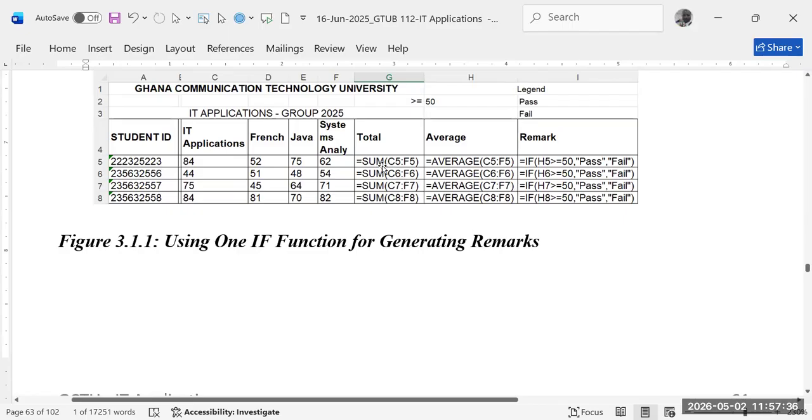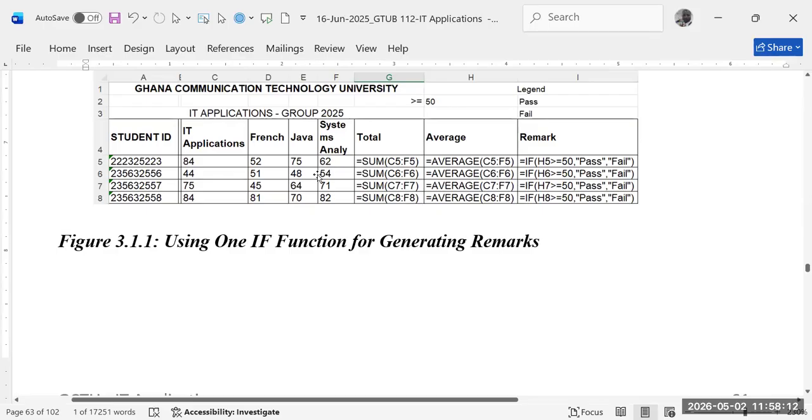Then here, the command is sum. To add all this together, you can just use C5 plus D5 plus E5 plus this. It will give us the same thing. But this is the best way when you have a lot of fields. So equal to, the command is called sum, open bracket, from where? From this side, which is C5, then colon. Colon means range. To where? This side.